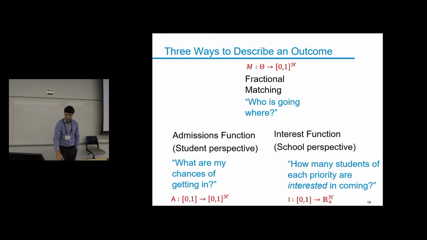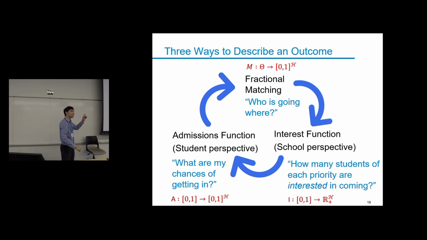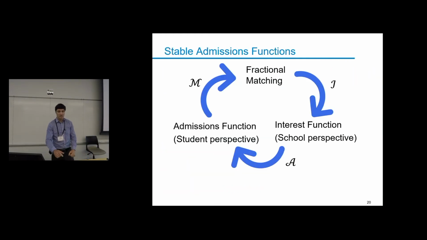What I'm going to do is basically show there's a clear relationship between these three. I'll define functions mapping, if you give me any candidate admissions function, from that I'll be able to generate a fractional matching. And from that, I'll be able to generate an interest function and then back to another admissions function, which may be different from the original admissions function you gave me to start with. Unfortunately, because time is short, I'm not going to give the details of these functions. It's all in the paper.